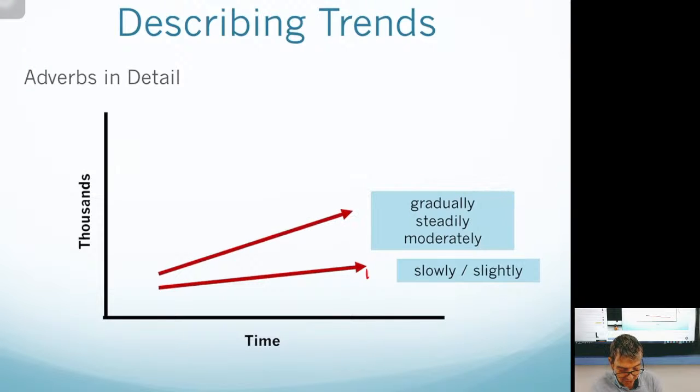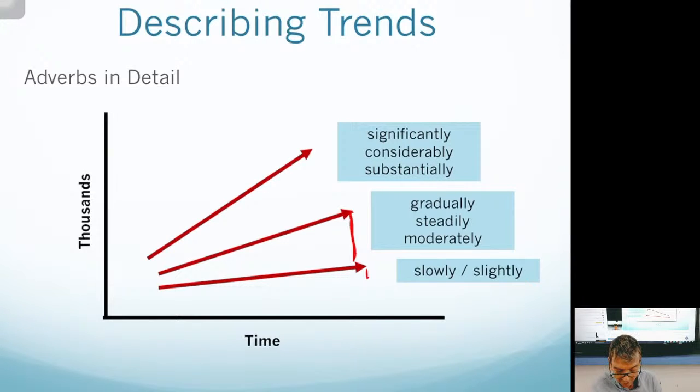Let's have a look at the next one. So this is increasing the steepness or the gradient. This is going up by a much larger amount in the same time. So this would be gradually or steadily or moderately. So you can use those. For this one, we're going up even quicker, so the amount actually is quite big now. This looks like an important amount, so you can say this is significantly or considerably or substantially.